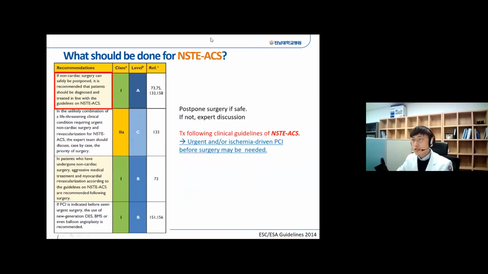What about patients showing non-ST elevation acute coronary syndrome? It is also consistent with the current guidelines. We need to consider urgent or ischemia-driven PCI, and we have to decide whether revascularization should be performed before surgery, delaying the surgical treatment of the main disease.